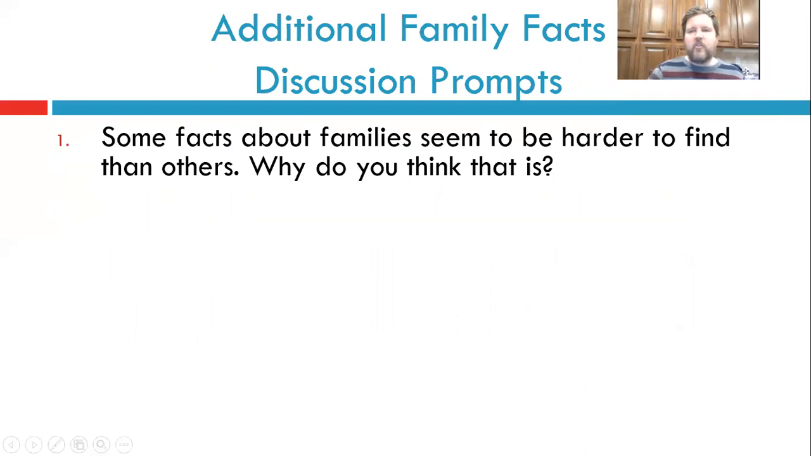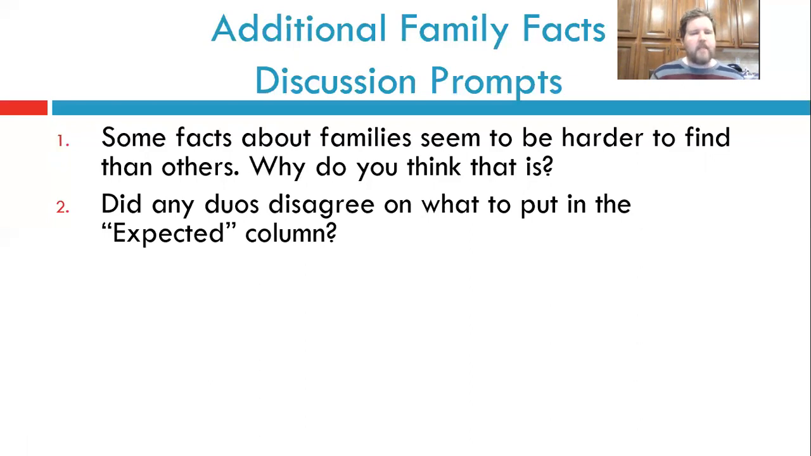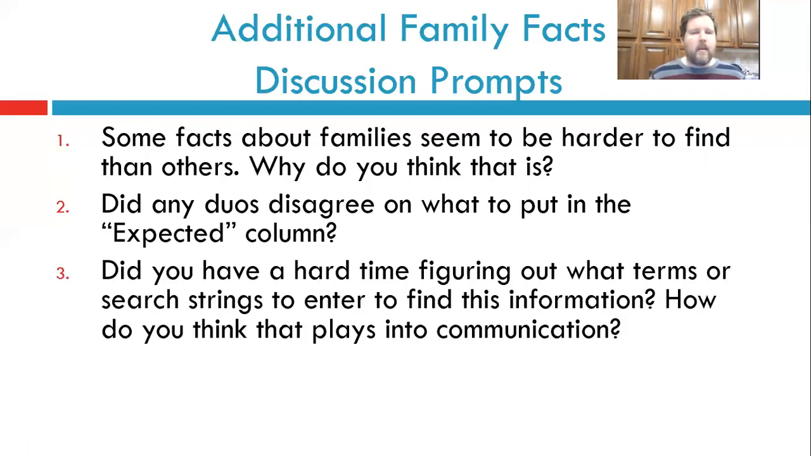So in addition to the discussions of what was expected versus what they found, there are some other discussion prompts that I give. One prompt is, some facts about families seem to be harder to find than others. Why do you think that is? Another good prompt is, did any duos disagree on what to put in the expected column? And so you can see that there could be differences for different people. I also like to ask, did you have a hard time figuring out what terms or search strings to enter to find this information?